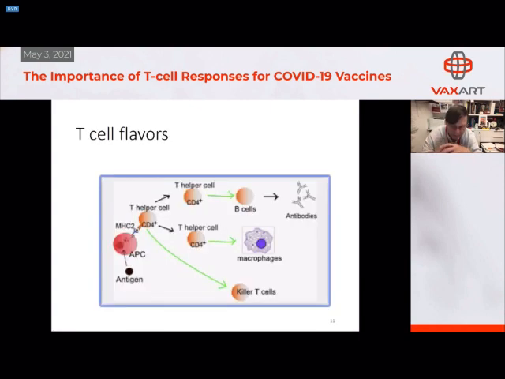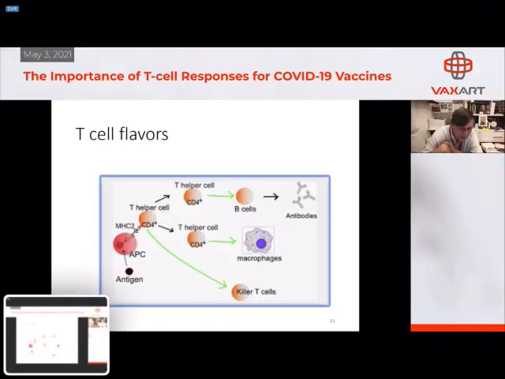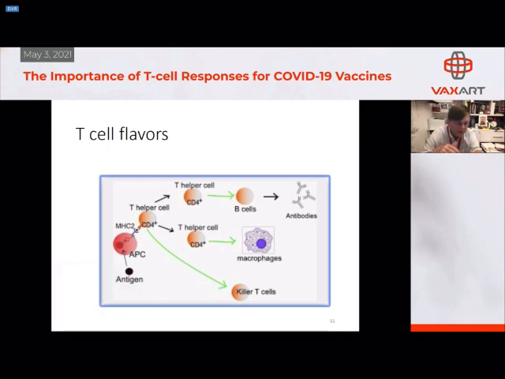Next slide, please. Right. This is a highly simplified, crappy picture of T cells. There are many flavors of T cells, many different types of T cells. I told you about the helpers versus the killers, but there's actually quite a number of other distinctions. Next slide.